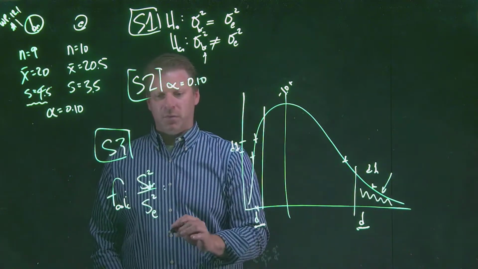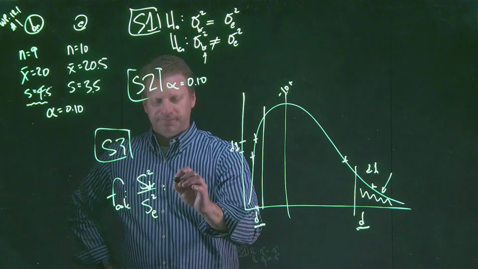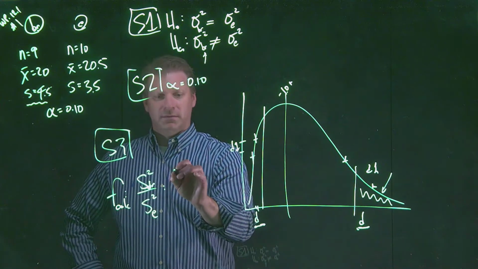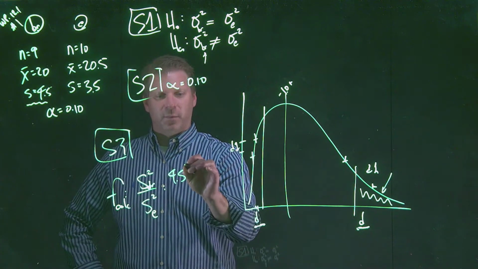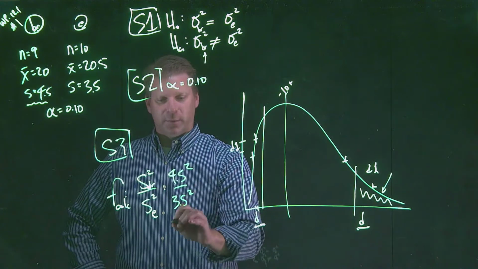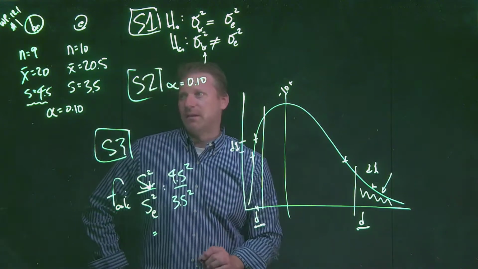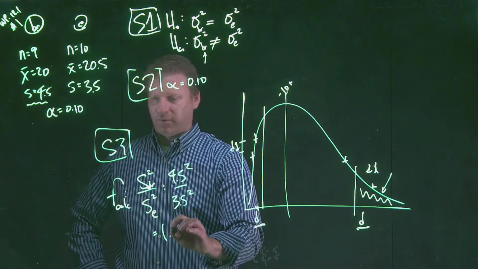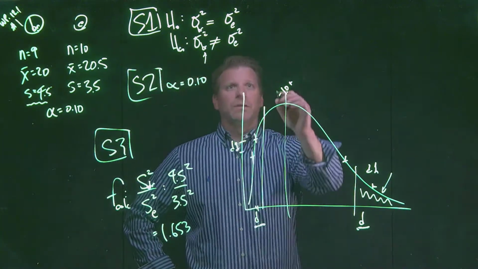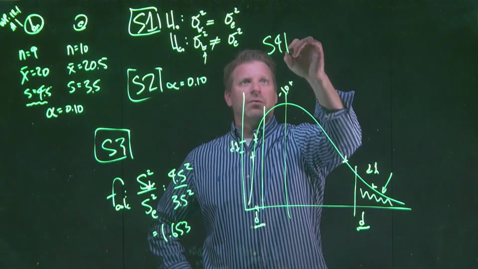In our case, when we go in and we calculate our calculated value, our back road standard deviation was 4.5, squared to get our variance, and 3.5 for the expressway. If we calculate that value, we end up somewhere right around 1.653, okay?